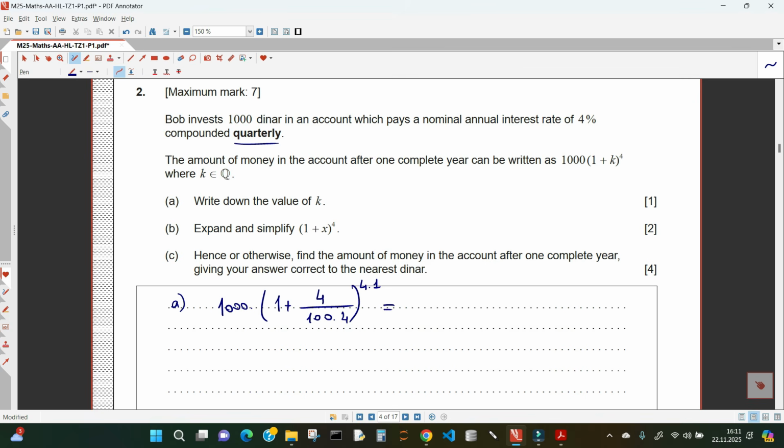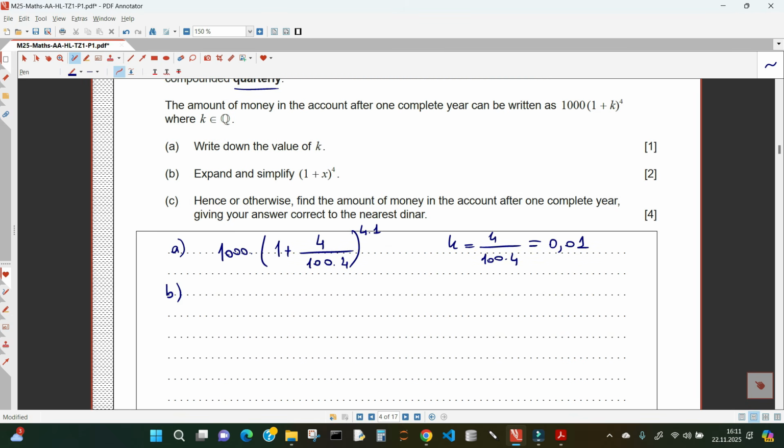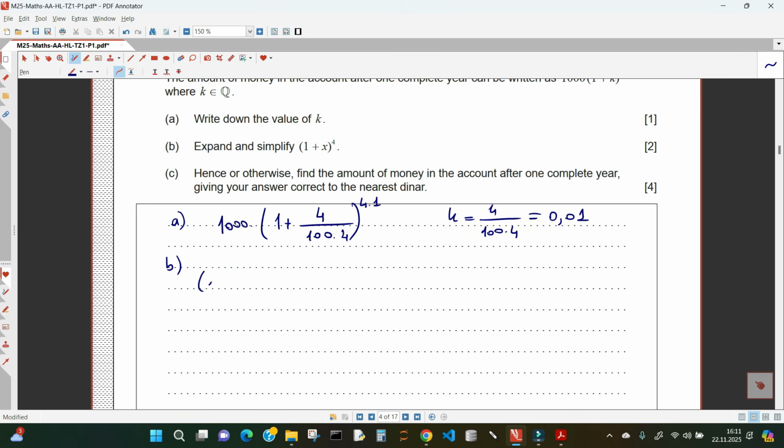And from here, actually we found it, and k is going to be 4 divided by 100 times 4, which is 0.01. And now we're going to expand 1 plus x to the power of 4.